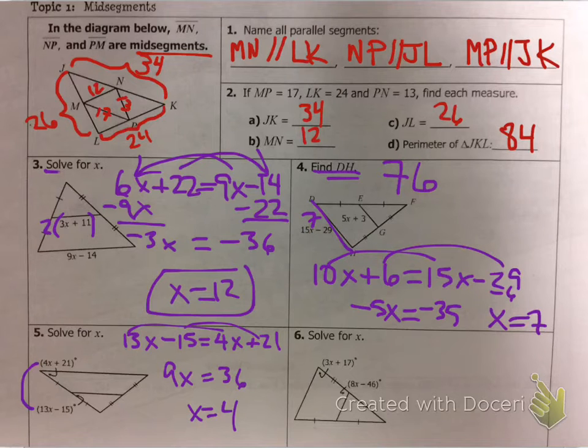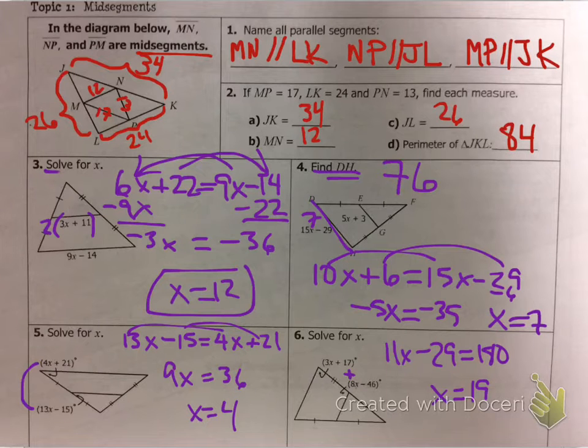But on number 6, these are adding. So this is 11x. 3 plus 8 is 11. And then 17 minus 46, which would be 29, is equal to 180. Okay? Add 29 to 180. And then divide by 11, and you should get 19. So those are pretty easy, and it should be just like that. Oopsie, sorry. I'm trying to do something here. So you kind of get the idea.